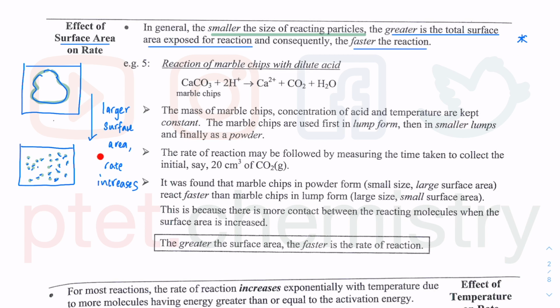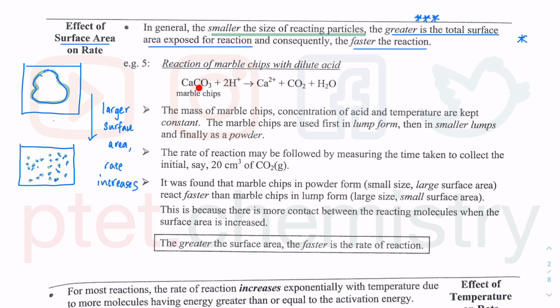To talk about surface area, it doesn't mean that the smaller the size, the lower the surface area. This is the one that a lot of students always get confused about. When you crush up something big, you are exposing more of the reacting particles to the other reactants, and when you expose it to the other reactant, you increase the total surface area. Larger surface area comes with smaller size of reacting particle.